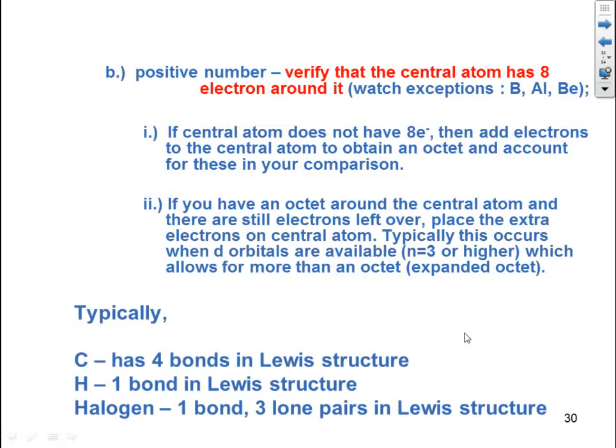Typically, carbon has 4 bonds in a Lewis structure, hydrogen has 1 bond in a Lewis structure, and the halogens have 1 bond and 3 lone pairs.